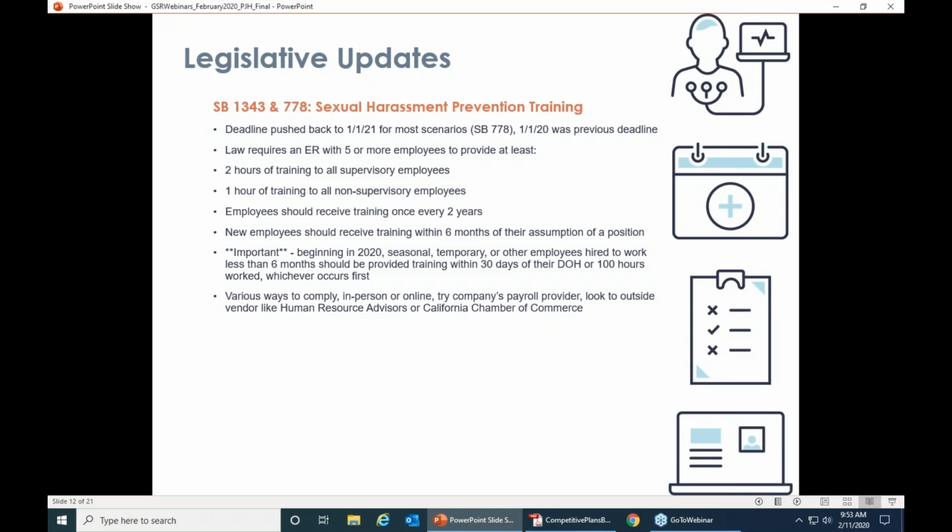Sexual harassment training was a big topic last year. They did push out the mandate. So the mandate has been pushed back to 1/1 of 2021 from 2020. So what does that mean?